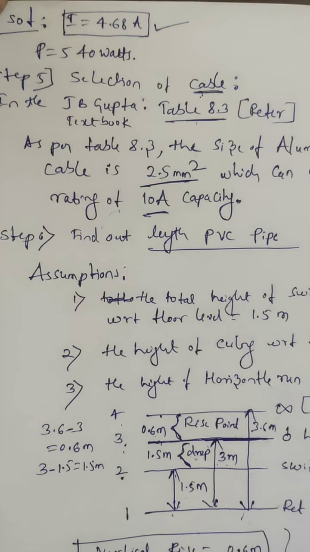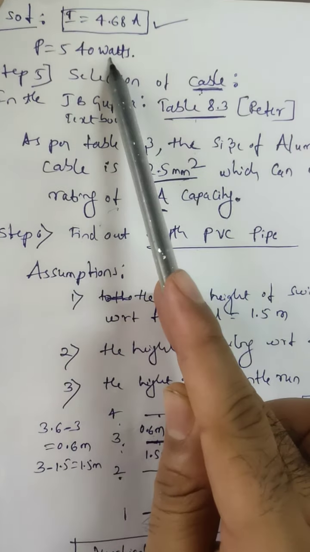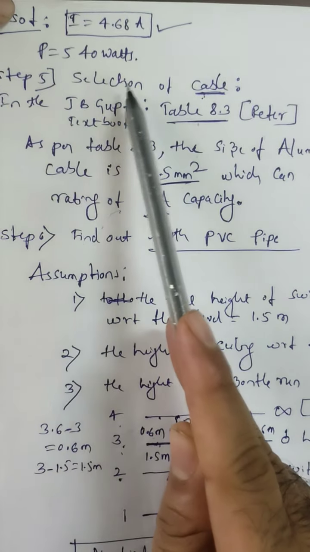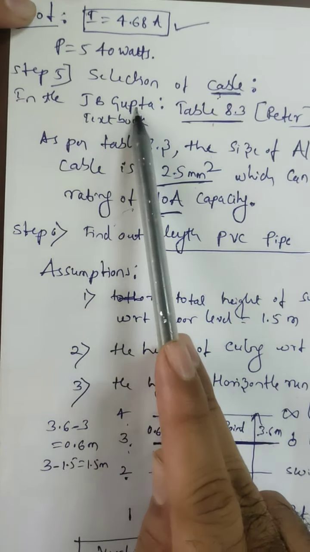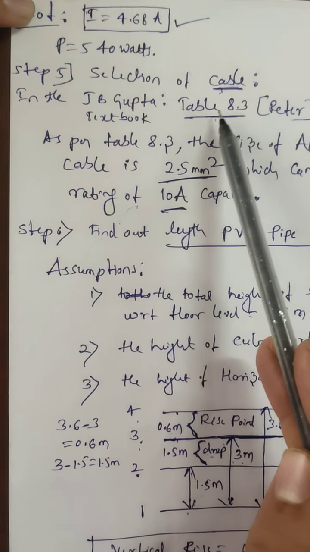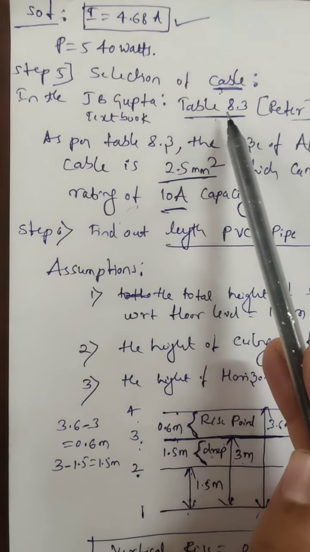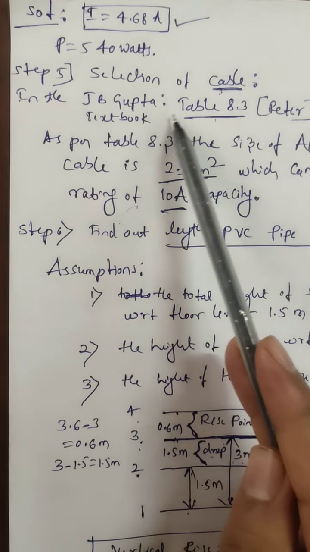Okay, the next step is, so we got load current 4.68 ampere, the wattage is 540 watts. So step number 5 is selection of the cable. In the JB Gupta textbook, it is given in table 8.3, that is a standard table with respect to the current rating. So which type of cable should be necessary, either a copper cable or aluminum conductor cable. So you have to choose the cable by referring to this table 8.3 from the JB Gupta textbook.